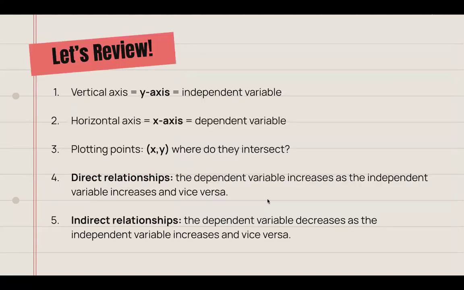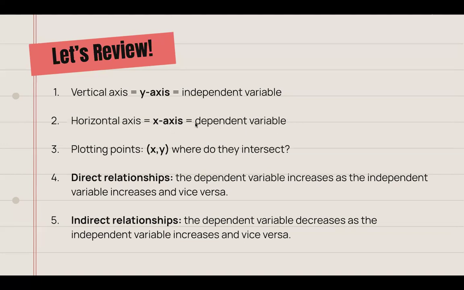Okay, so let's do a quick review of what we learned in this video. We talked about the vertical axis being the y-axis. In economics, this is usually the independent variable, usually price, that goes on the y-axis. The horizontal axis is the x-axis, and that is the dependent variable in economics.